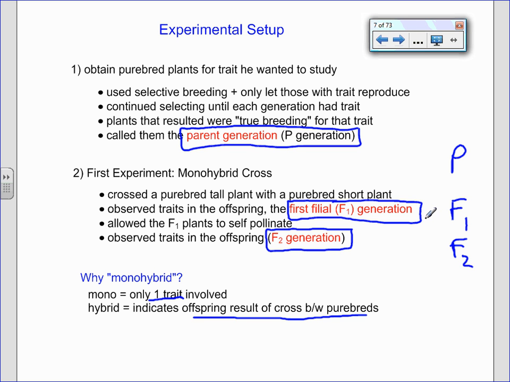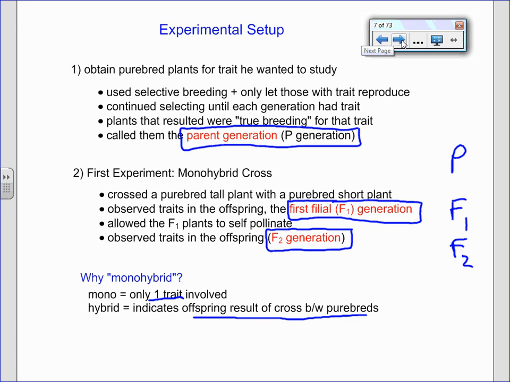Okay, if they're mating with themselves, then they use the pollen and they fertilize or pollinate the ovules on the same plant. Okay, since it's the same plant, they're going to have the exact same genes or exact same alleles. You're going to understand those terms better after. When he mated them with themselves and he got the next set of offspring, those set of offspring are called the second filial generation, or F2 generation.